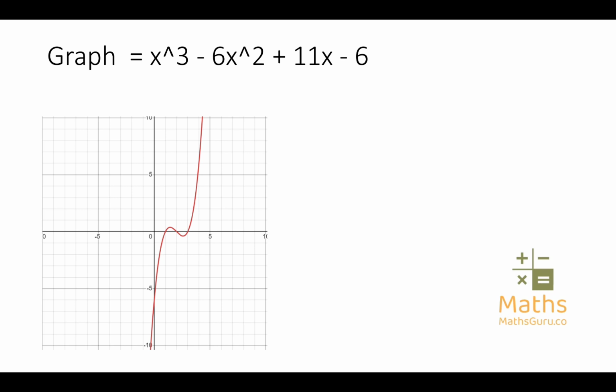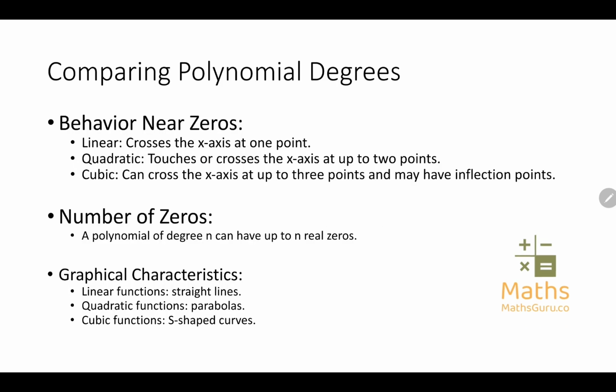It's something like an S-shape, you can see it. So it crosses the axis at 1, 2 and 3. So we can say that there are three zeros of this cubic polynomial: 1, 2 and 3. So we have seen the examples of linear, quadratic and cubic polynomials.